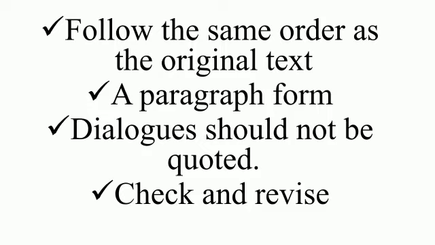The next rule is dialogue should not be quoted. If there are direct words of any character, do not use them directly and do not copy them. Try to write them in your own words or just exclude them. The last point is check and revise. That is very important. If you are writing a summary, make sure to use synonyms instead of the original words. Be objective and don't judge. Reread your summary and make certain that you have accurately represented the author's ideas and key points. If you have done all these things and you have applied all the rules, you are going to write a very good summary.